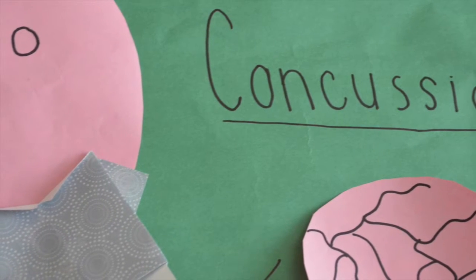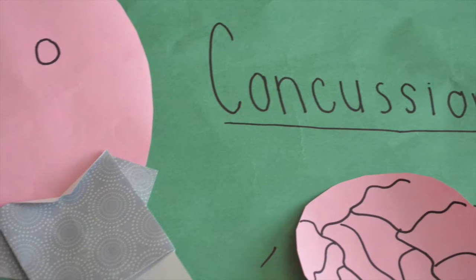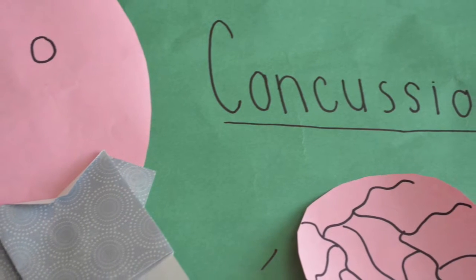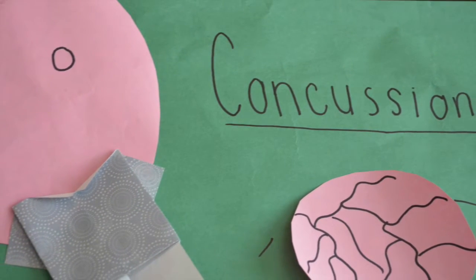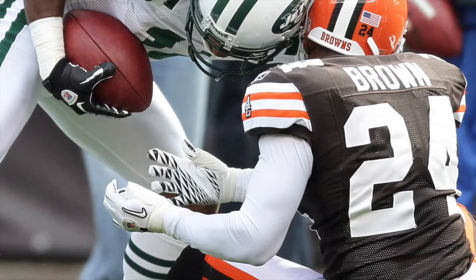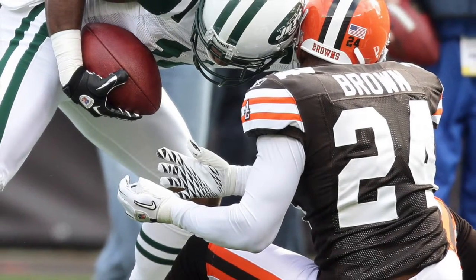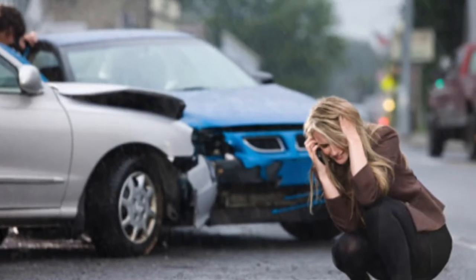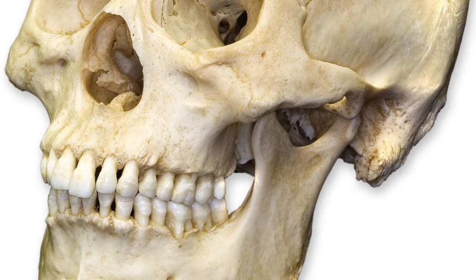An estimated 1.5 million people receive a TBI, or traumatic brain injury, each year. The most common type are concussions. So what is a concussion? A concussion is a direct or indirect impact that causes the brain to move violently, hitting the skull.